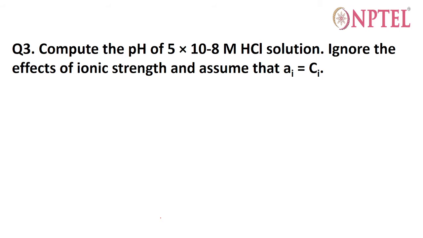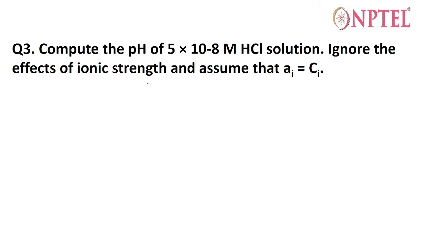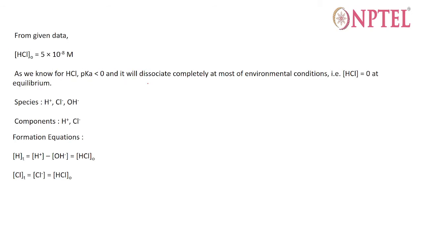So let's go to the solution. The answer will be 6.89. It can be in the range of 6.75 to 6.95, depending upon your calculation. So I'll first say what was given here: the total concentration of HCl was given. That much we have added, like 5 into 10 to the power minus 8 molar, right?